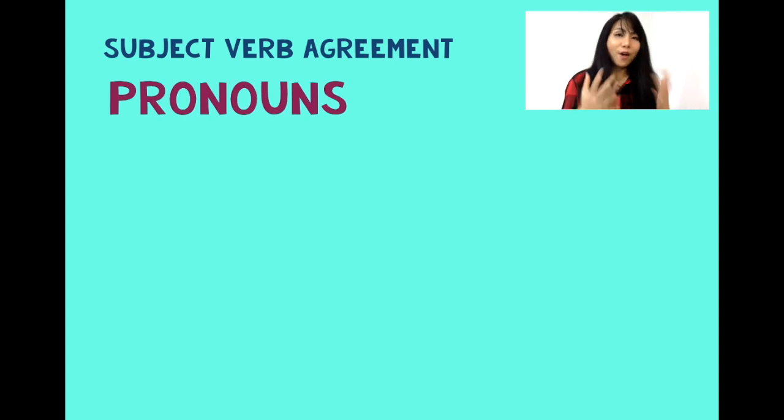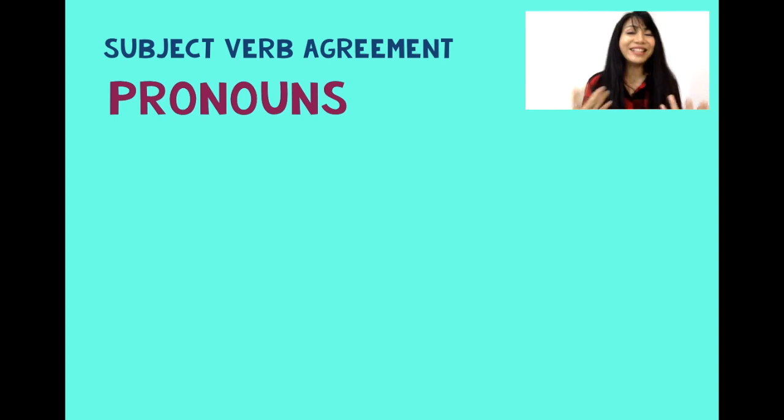Subject verb agreement, things that we need to be careful when we use is, am, are in sentences. We're going to talk about pronouns. Pronouns like I, you, we, they, he, she, it.